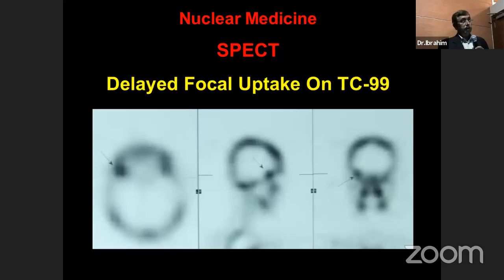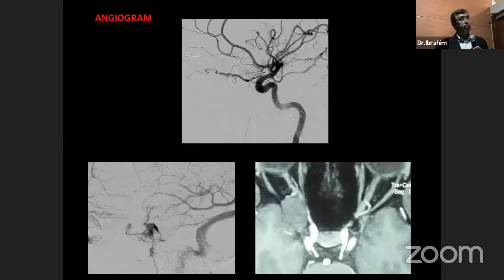So SPECT can show delayed uptake. Angiogram, you better look at the ophthalmic artery and see the branches, how it's done, whether it supplies the tumor or not. You'll see the venous drainage from this tumor going into the cavernous sinus.